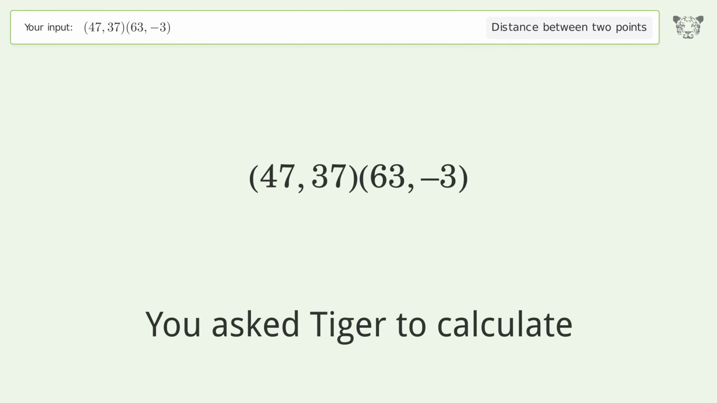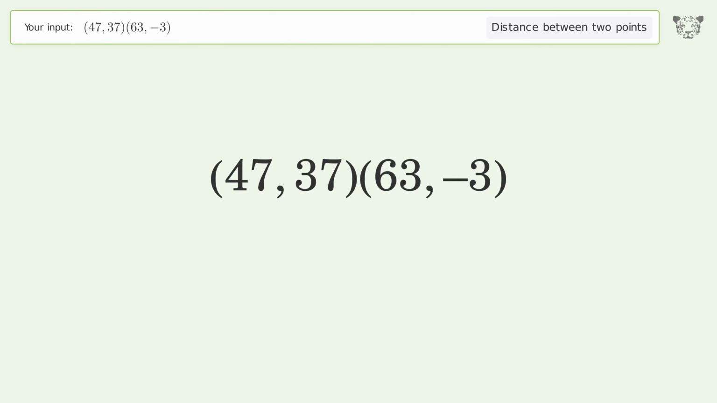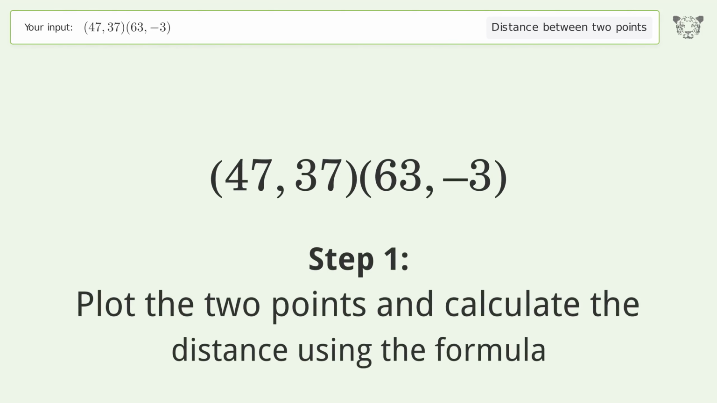You ask Tiger to calculate. This deals with the distance between 2 points. The distance between the 2 points is the square root of 1856, or 43.081. Let's solve it step by step. Plot the 2 points and calculate the distance using the formula.